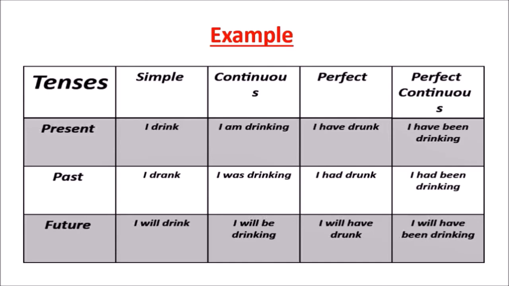So look at the last form, that is perfect continuous form. I have been drinking. I had been drinking for past perfect continuous form. And the final one is future perfect continuous form, that is I will have been drinking. Understand? Yes. Good.